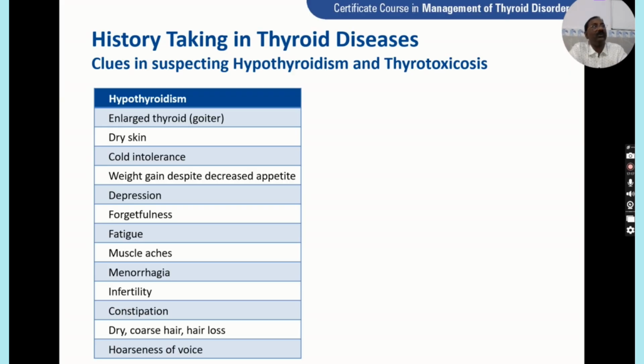This is the important clue to you. So what happens when they decrease the appetite? Obviously they lose weight, but here they gain weight. So in spite of the decreased appetite, suspect hypothyroidism.